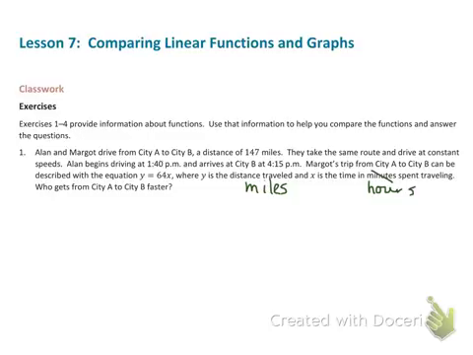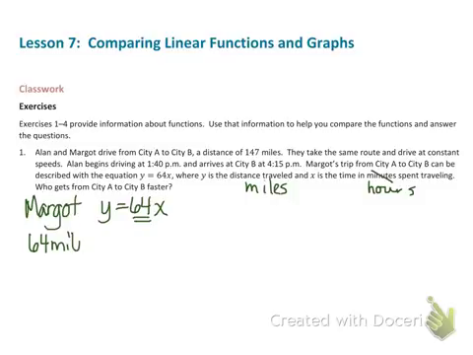Okay, so that leads me to, for Margot, we can see from her equation y equals 64x. Remember in this format here, the coefficient of the x term is the rate. So 64 is going to be miles per hour. So Margot goes 64 miles per hour. Okay, so that was a little easier with the equation.